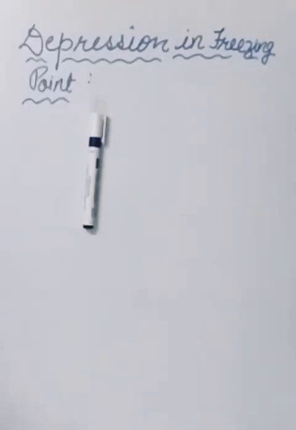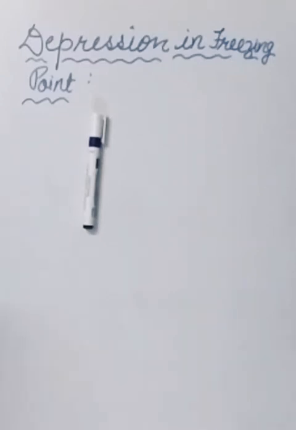Hello students, now we are going to study about depression in freezing point, another colligative property, the third colligative property. As I already told, colligative properties of solutions are those properties which depend on the number of particles and not the nature of the particles. We'll see what is depression in freezing point, how it depends on the number of particles and why it is a colligative property, and we will also determine the formula for the molar mass of the solute from this colligative property, as we have seen in elevation in boiling point and relative lowering in vapor pressure.